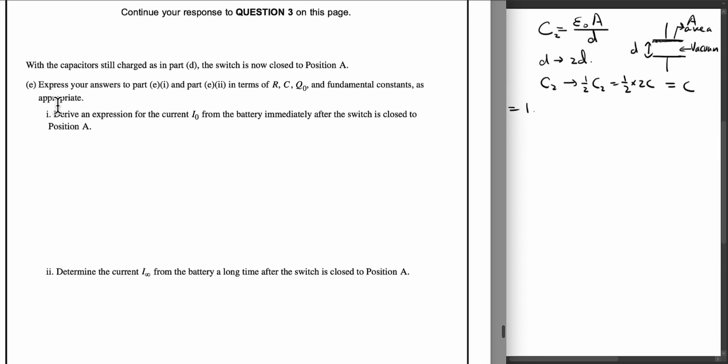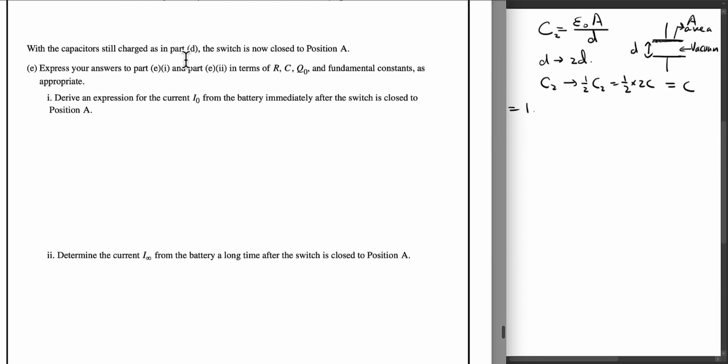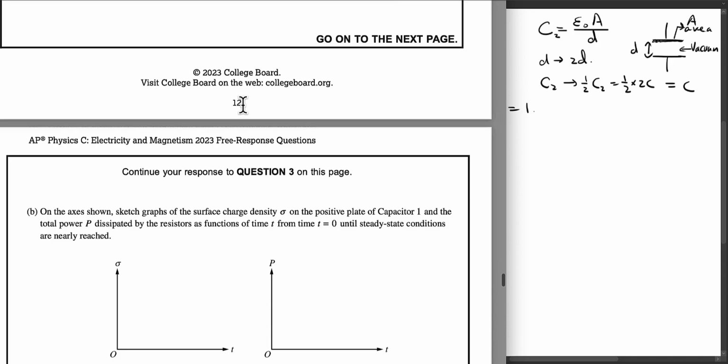Now question E, with the capacitor still charged as in part D, the switch is now closed to position A. Express your answers to part E, question 1 and part E, question 2, in terms of RC, Q0, and fundamental constants. Question 1, derive an expression for the current I0 from the battery immediately after the switch is closed to position A. Okay, so let's look at the circuit diagram again.